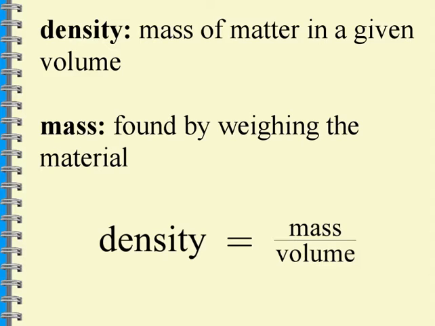And so the density is the mass of matter in a given volume. The mass is found by weighing the material. So basically when we think about the mass, we think about the weight. Okay. So when you think about the mass of an object, you can think about the weight. So in order to find the density, we're going to take the mass divided by the volume. Okay, so density equals mass, or the weight, divided by volume.